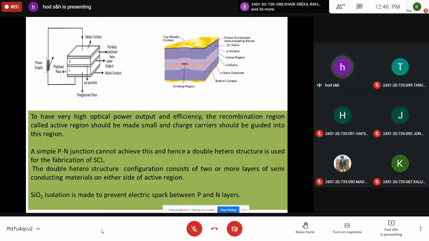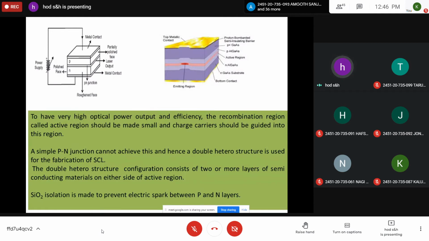So to avoid electric spark, some SiO2 metallic isolation is made so that it is free from this electrical spark. So this is the construction of a heterostructure semiconducting laser.